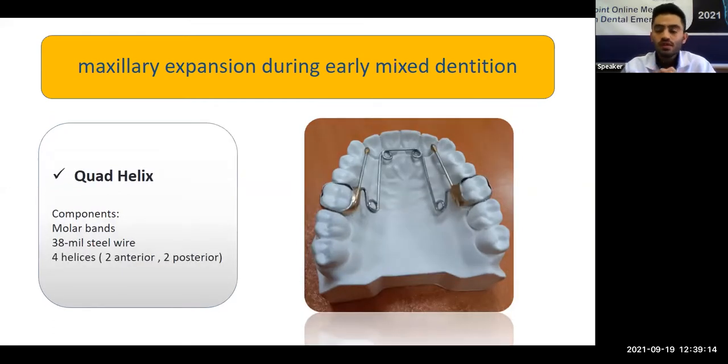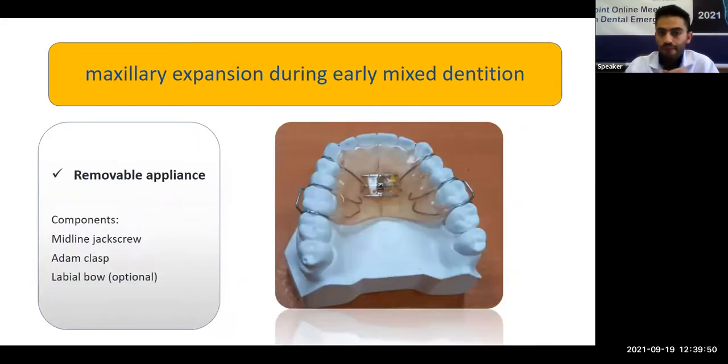Another option is the Spothelix. Spothelix is a more flexible form of the WH. It has molar bands again on first permanent molars, 4 helices, 2 anterior, 2 posterior, and 38 mm steel wire, which is connected by welding to the palatal side of the molar bands. The 2 helices on the anterior side are bulky enough to serve as a reminder for patients who have a finger sucking habit. The extra wire incorporated in this structure gives a slightly greater range of activation than the WH, but the force level of these two appliances is the same. The clinical process is the same as the WH.